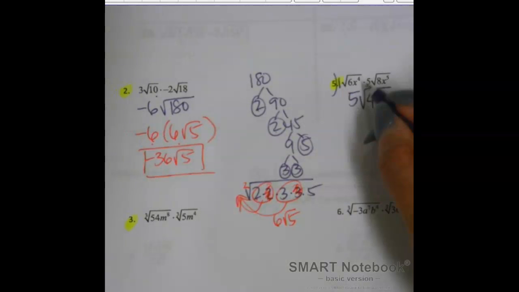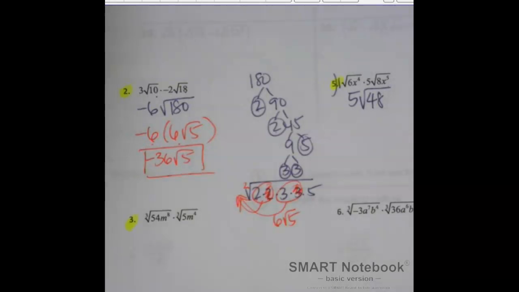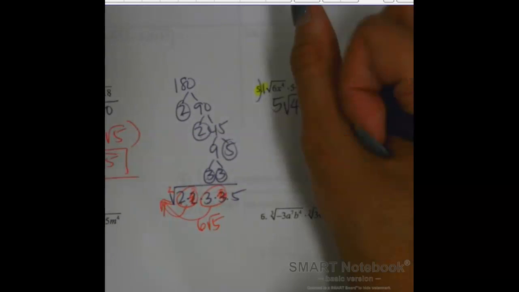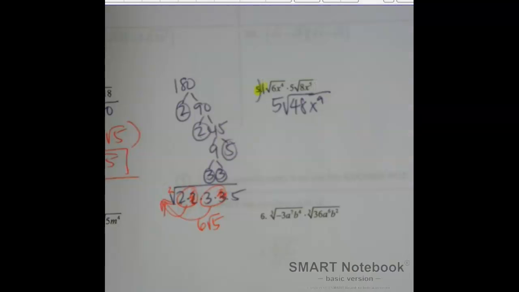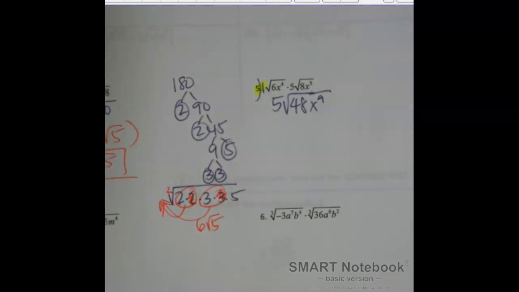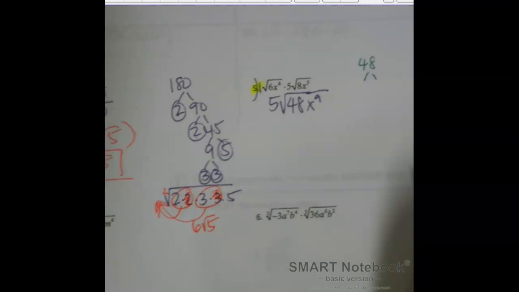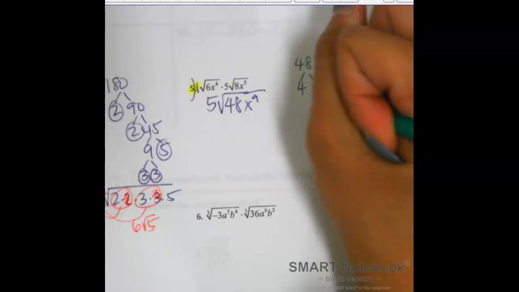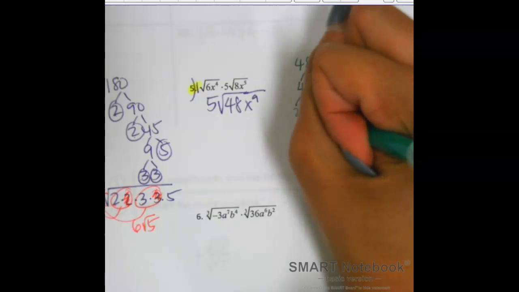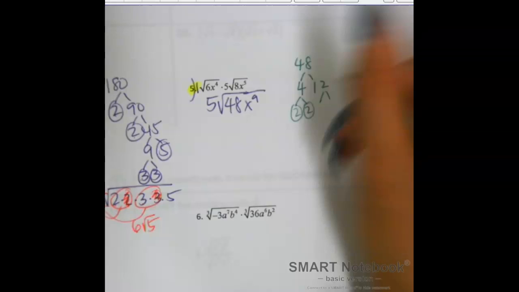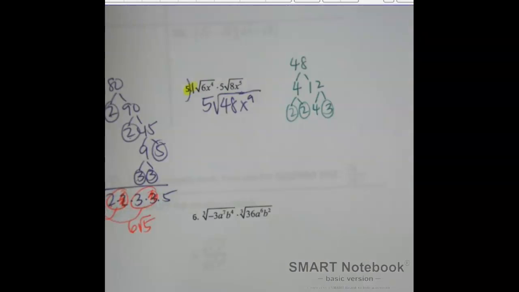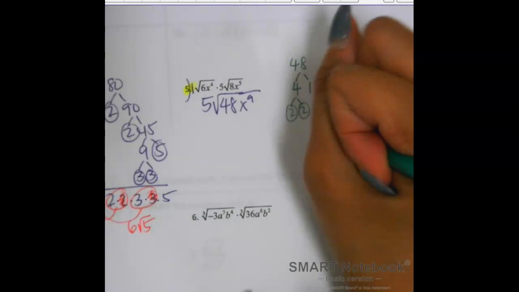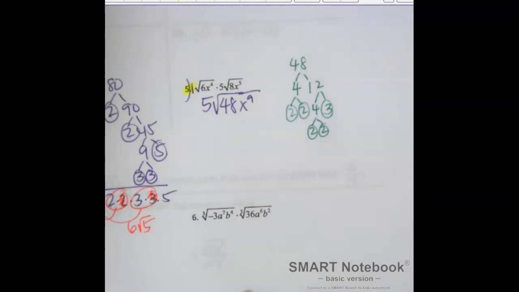And then when you multiply x to the 4th and x to the 5th, what do you get? X to the 9th power. When you think back to Algebra 1, when you're multiplying the same base, which in this case was x, you're going to add the exponents. Over here to the side, let's break up 48. Okay, 48 can break into 4 and 12. 4 breaks into 2 and 2. 12 can break into 4 and 3, or you could use 6 and 2. It'll give you the same answer. And then 4 breaks into 2 and 2.